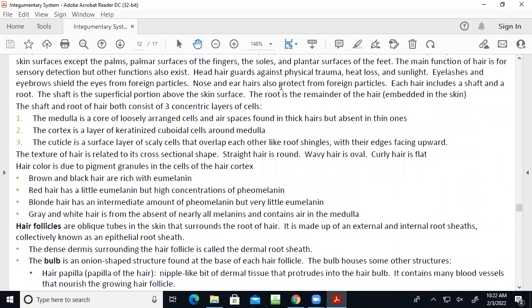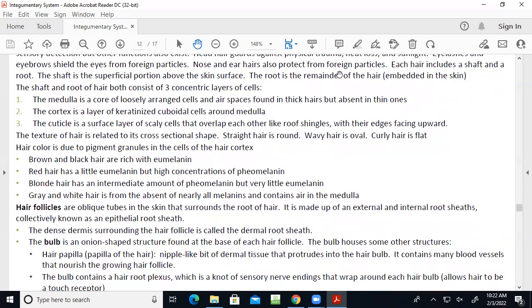That's why, like my dad, who's bald, has to wear a hat. We'll put a lot of sunscreen on there. Eyelashes and eyebrows help shield your eyes from foreign particles. Your nose and your ear hairs also protect from foreign particles. I don't know why, as guys get older, we need more and more nose and ear hairs, but we do apparently. So those are kind of just the general functions of hair.